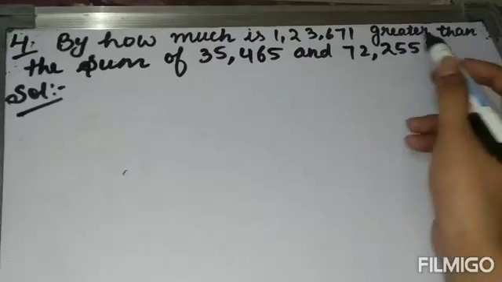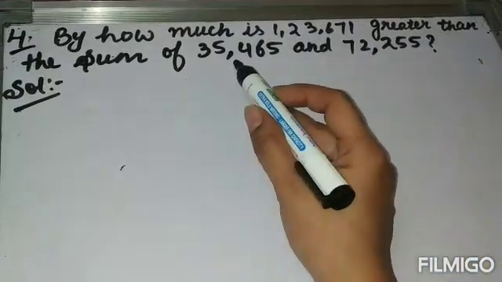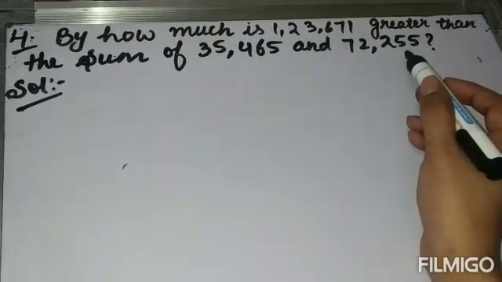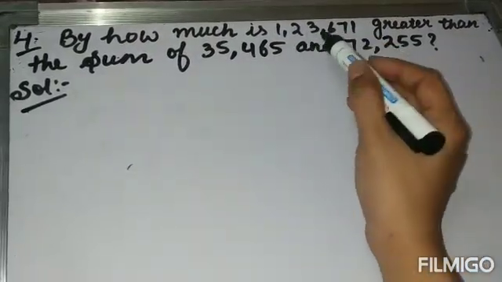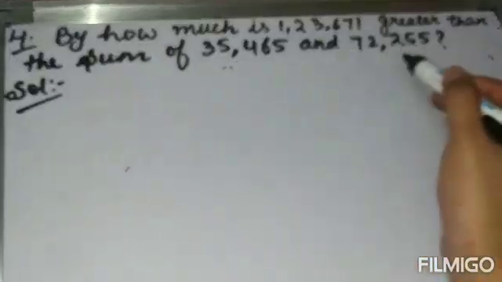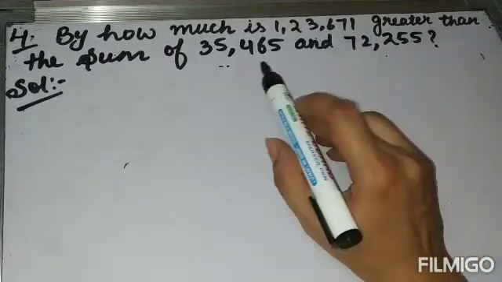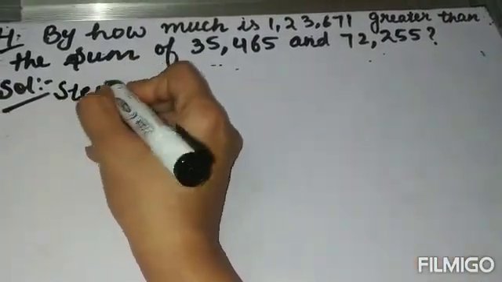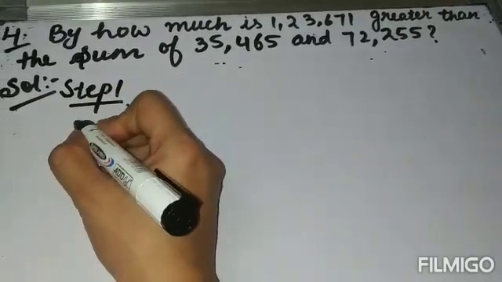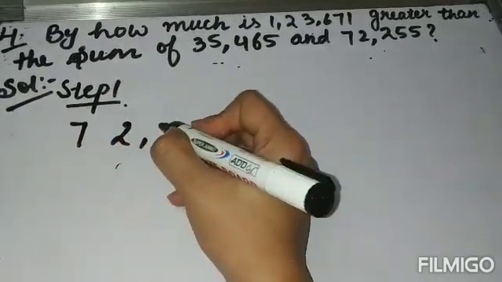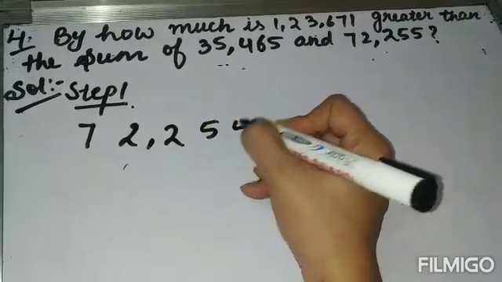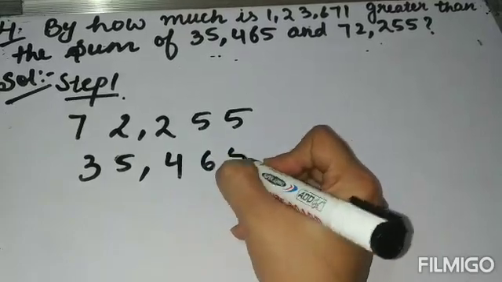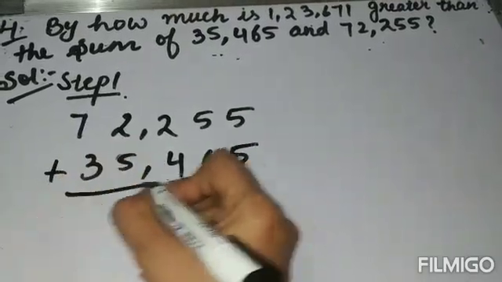Fourth question is, by how much is 1,23,607 greater than sum of 35,465 and 72,255? We have to find how much this number is greater than the sum of these two numbers. Okay, so first step is we will find the sum of these two numbers. So you will write step 1, 72,255 and 35,465. Add these two numbers.